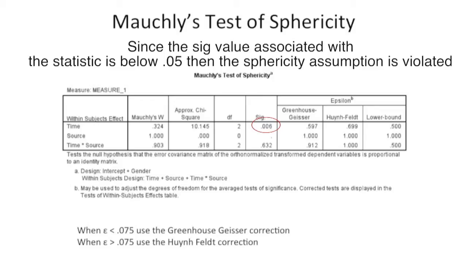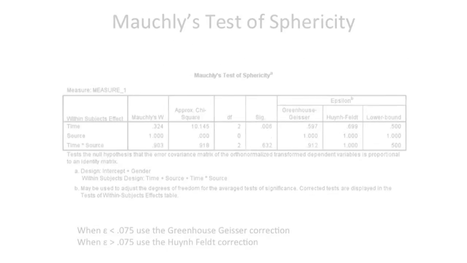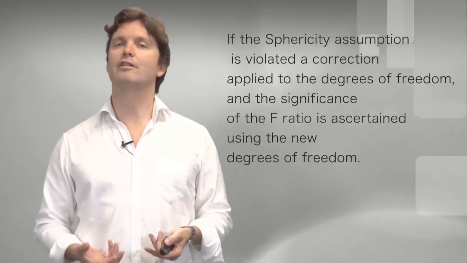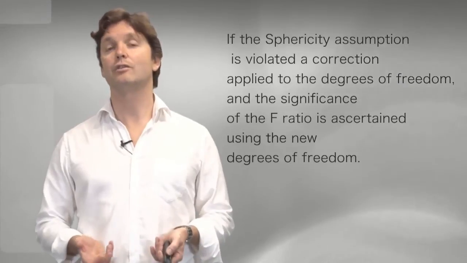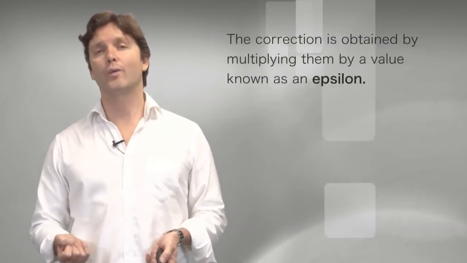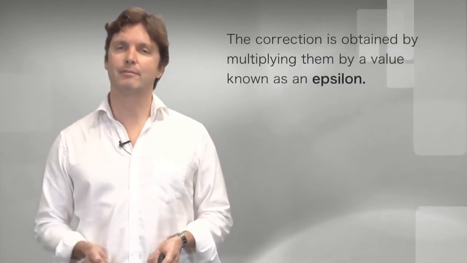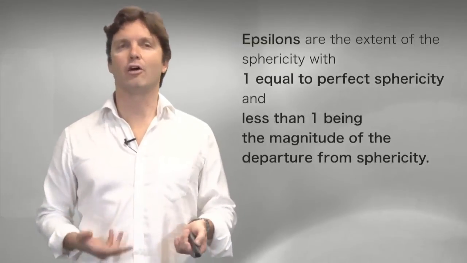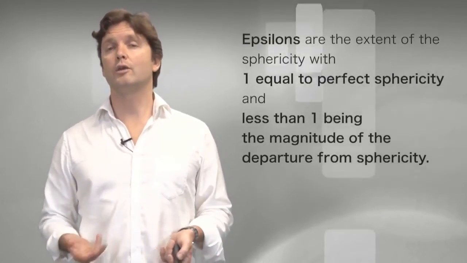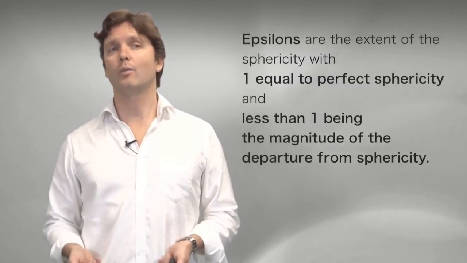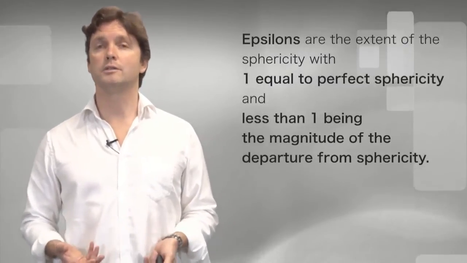So if the sphericity assumption is violated, a correction is applied to the degrees of freedom, and the significance of the F ratio is ascertained using the new degrees of freedom. Now the correction is obtained by multiplying them by a value known as epsilon. Now epsilon is the extent of the sphericity, with 1 equal to perfect sphericity and less than 1 being the magnitude of departure from sphericity. Now SPSS produces 3 epsilons, so you don't have to do the hard work. Epsilons are already constructed by SPSS.